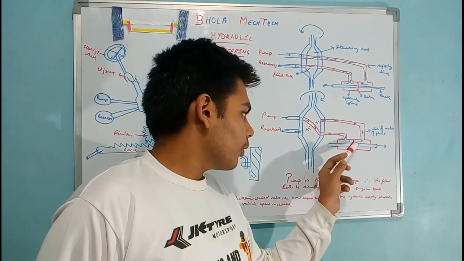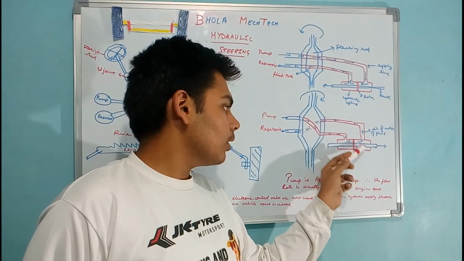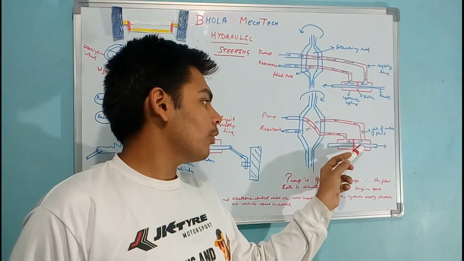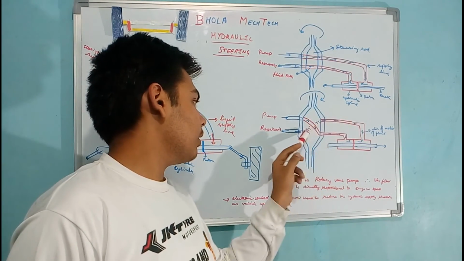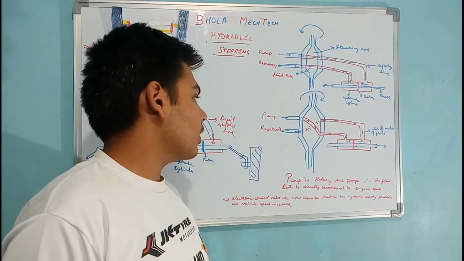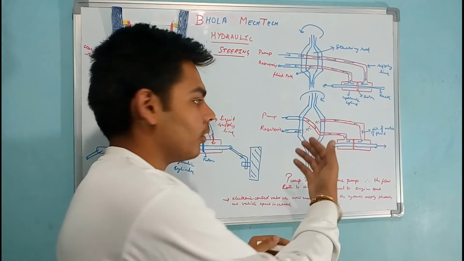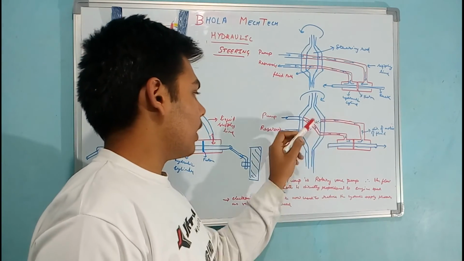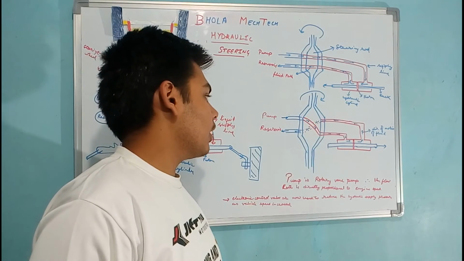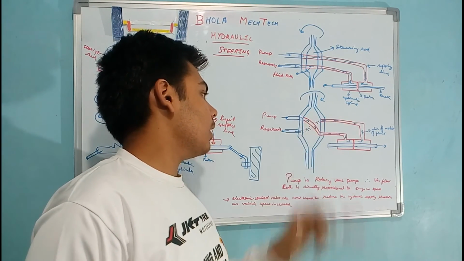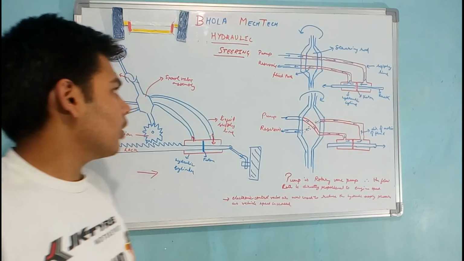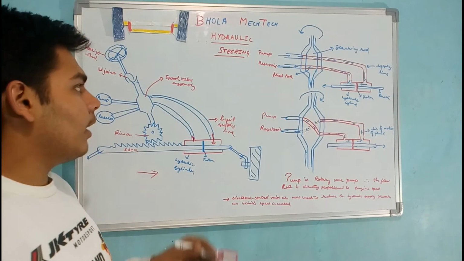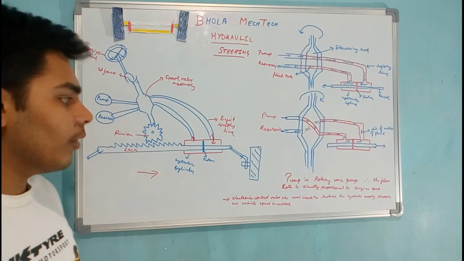So when the force is applied in this direction, the fluid from the other side of the cylinder will come out from here and then follow this path to the reservoir. This is the path on the back side of the steering rod. That's why I have denoted it by the dotted line. So this is the major function of the spool valve assembly, and this is how the hydraulic steering works.